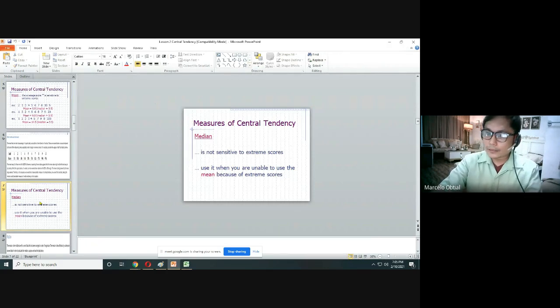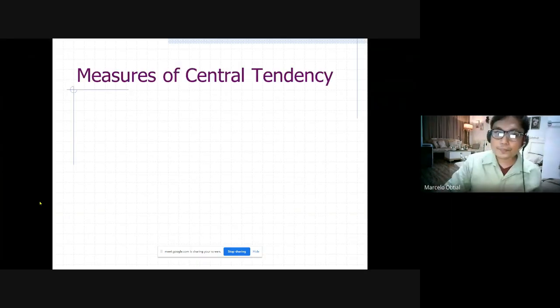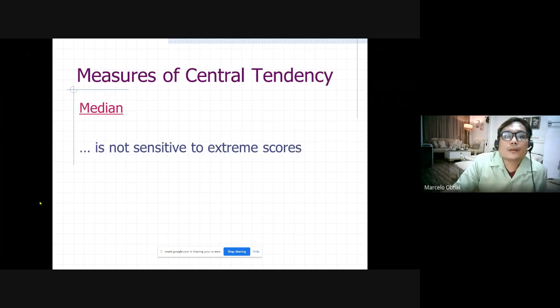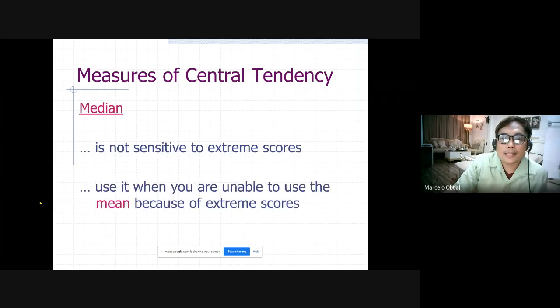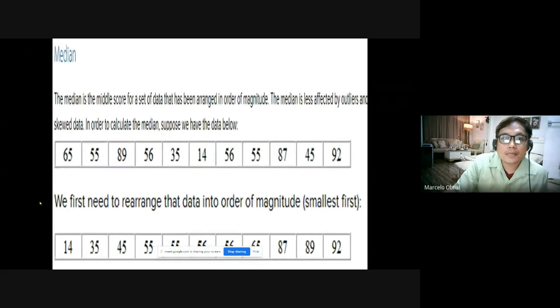Okay, now the median. It's not sensitive to extreme scores. For example, these are given: 65, 55, 89, 56. How many data are there? 1, 2, 3, 4, 5, 6, 7, 8, 9, 10, 11, 12. So it's even.